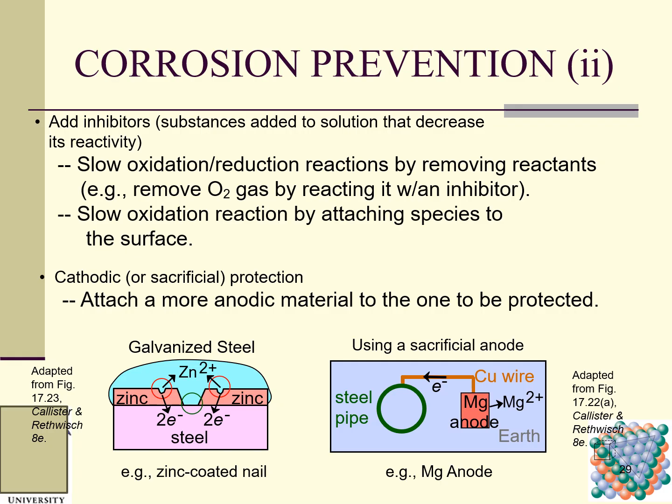Mg will be an anode, and it just keeps giving free electrons to the steel pipe, so the iron atoms will not lose electrons to become ions. As a result, the steel pipe will not corrode. So for galvanized steel, this is zinc, galvanized, and this is steel here. All right.